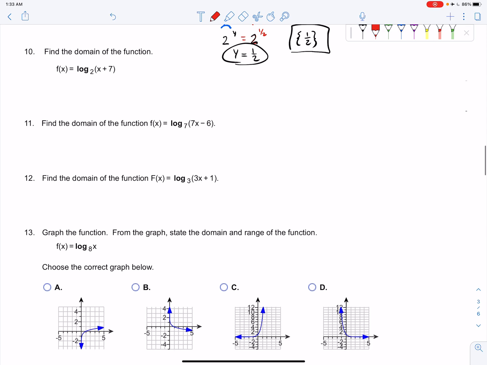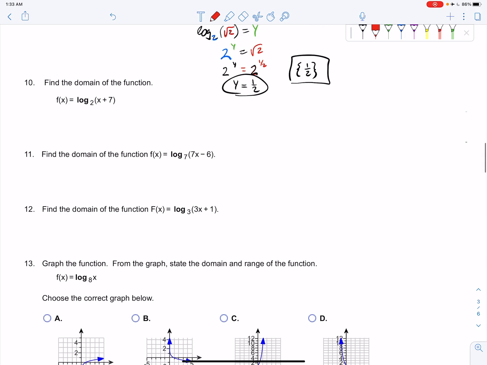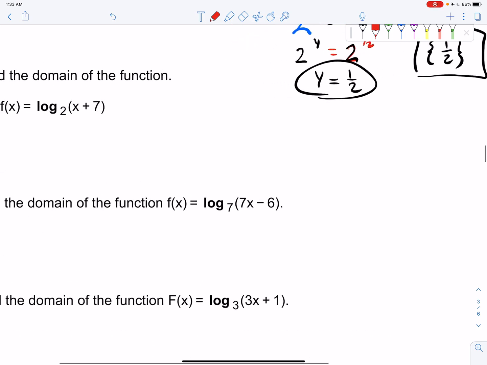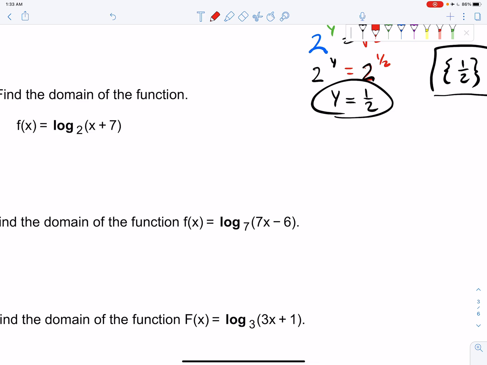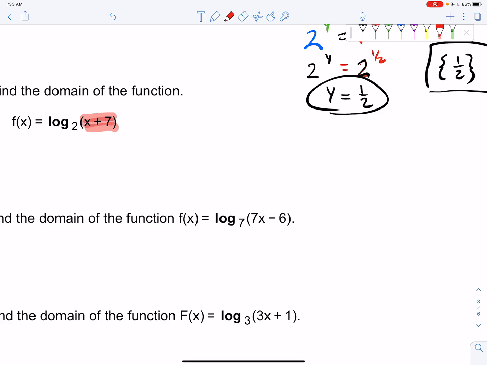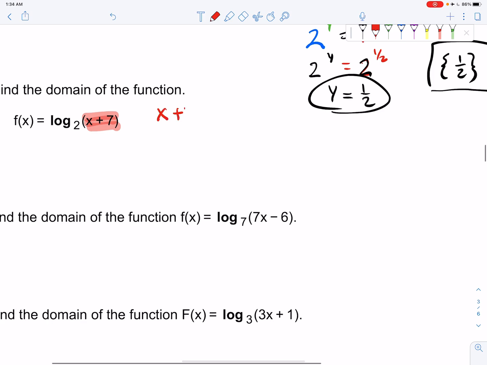All right, let's take a look. And the reason why I said that is because the very next problem, they're actually asking for the domain. So hopefully you understood what I just said. I just said that this argument, I'm going to highlight it. The argument must be what? The argument of x plus 7 must be greater than 0. So if I solve it, I subtract 7 on both sides, right? And I get x is greater than negative 7. So that is actually my domain.